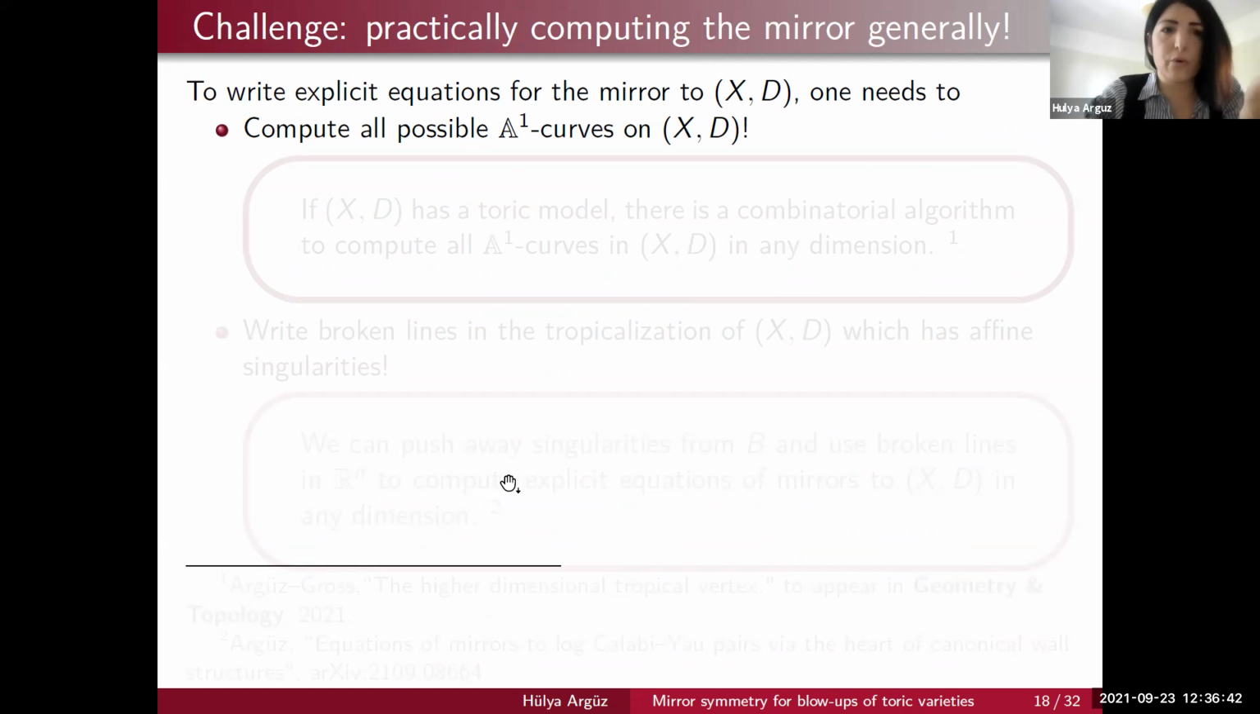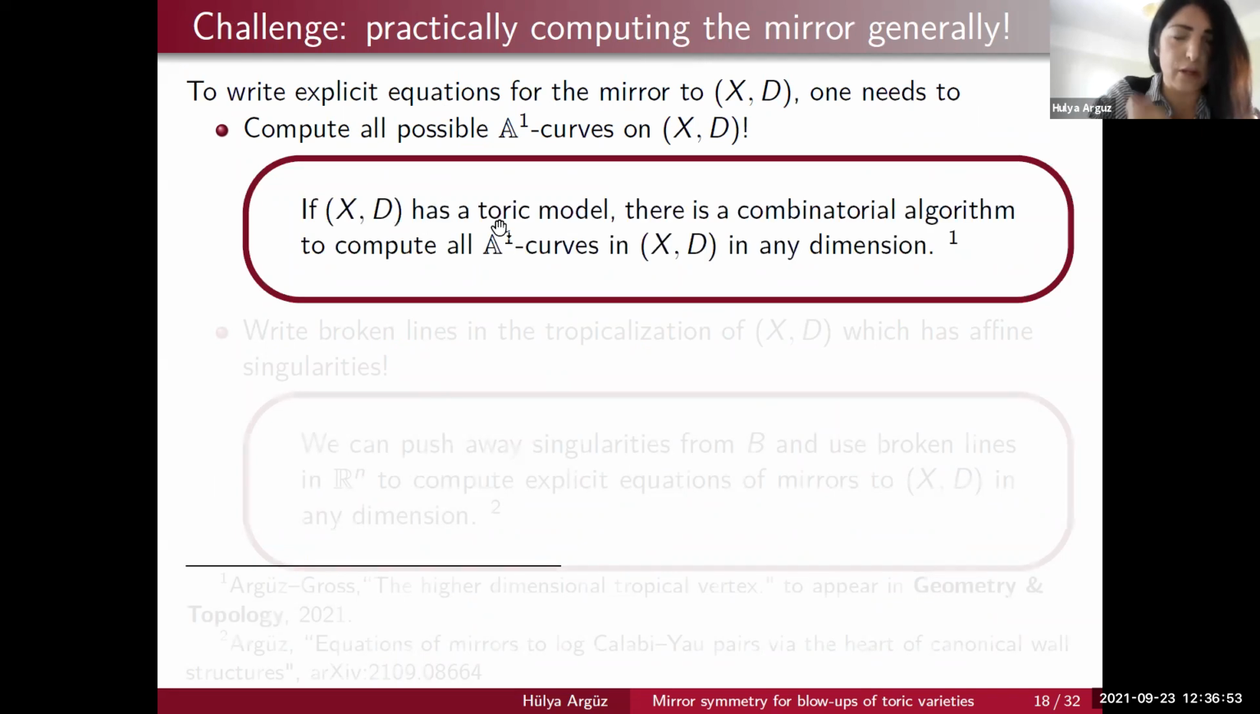And so the upshot is, if you want to write explicit equations for mirrors, you need to compute all possible A1 curves, which does require quite some technical framework. But we do solve this challenge. You don't need to really work as hard as one imagines with all these things that I talked about in the last slide. In nice situations, there is some combinatorial way to obtain the counts of A1 curves, which we showed in our work with Mark.